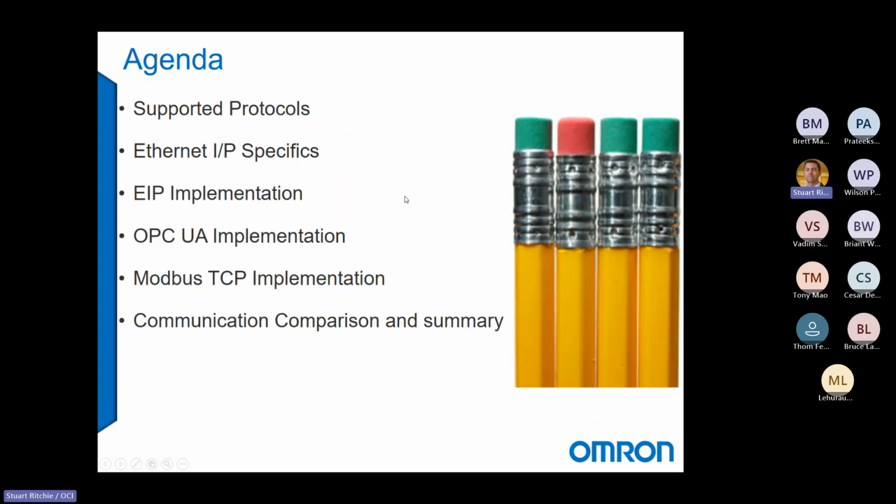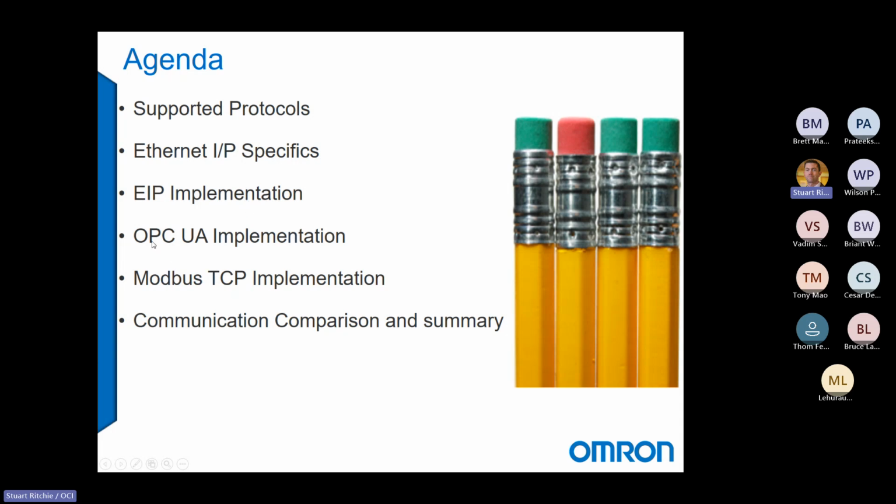Let's get rolling. On the agenda, we're going to talk a little bit about the protocols that we support. Then we will dive into Ethernet IP. We're going to spend a fair bit of time on Ethernet IP since it is the most common industrial network today, at least in North America. Then we'll go over some examples. I've got some hardware here that I'll be establishing Ethernet IP connections with, both implicit and explicit connections.